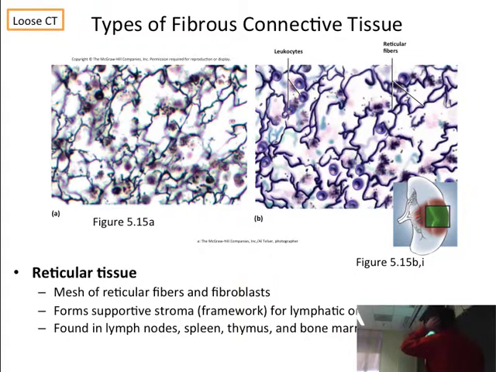Reticular tissue. I already gave you this example of kidney here. So this is very strong, a little bit inflexible, strong in three dimensions tissue. It can form the supporting capsule or stroma, the word here is stroma, for the various lymphatic organs or a number of other places in the body. So the lymph nodes, the spleen, the thymus, bone marrow.